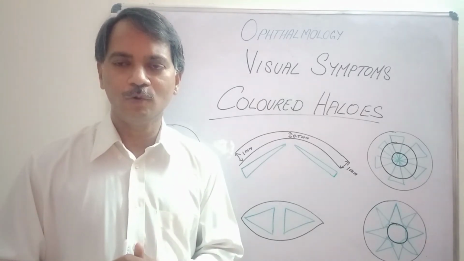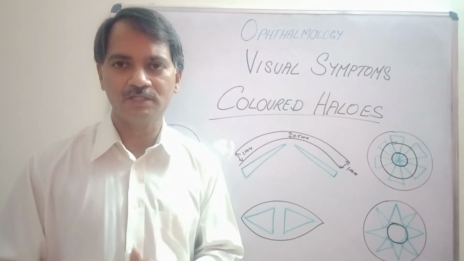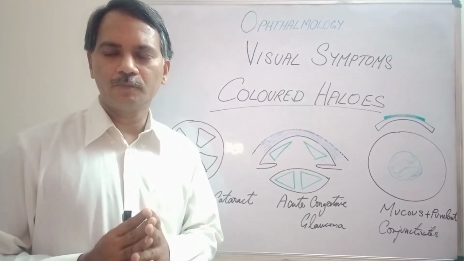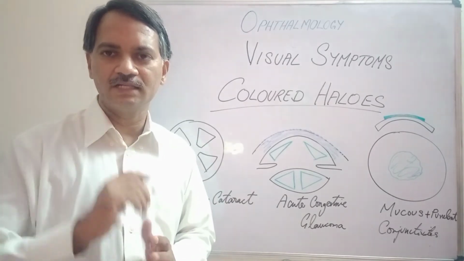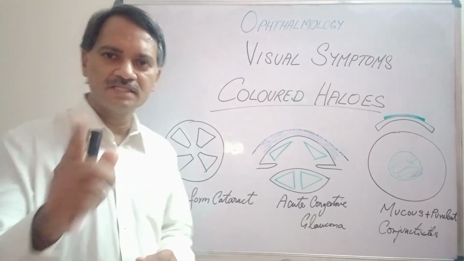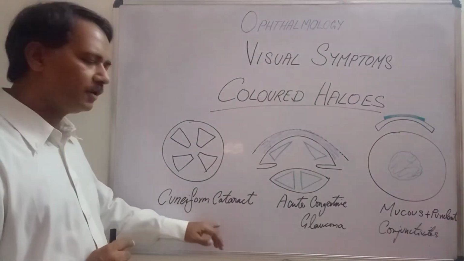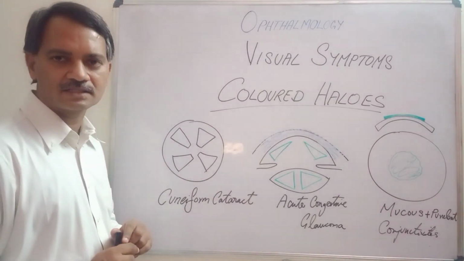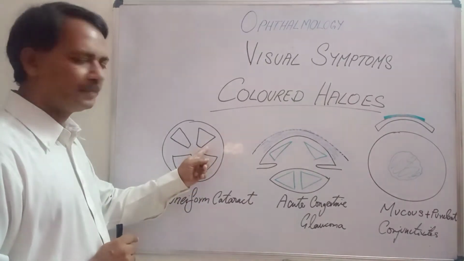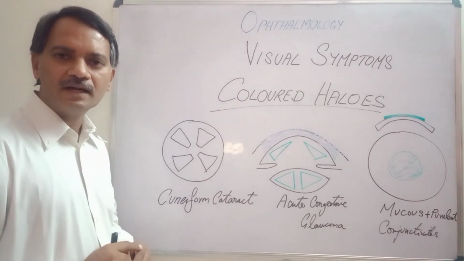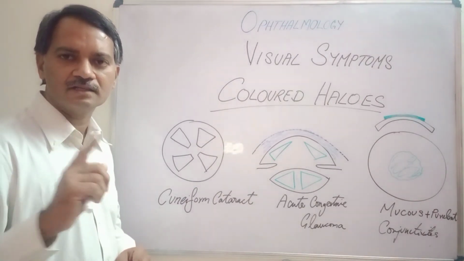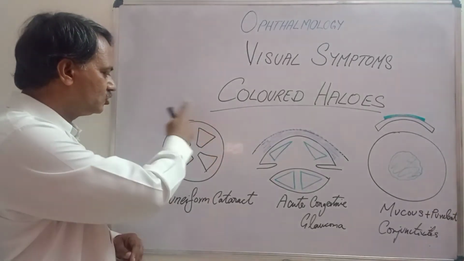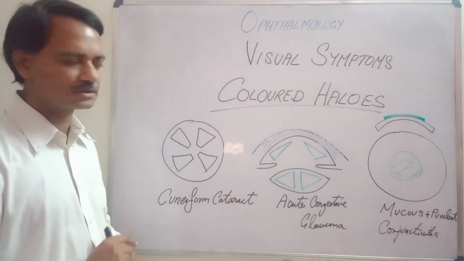Now let us see what are the abnormal or pathological conditions where colored halos will be seen. Whenever we talk about colored halos, three pathological conditions come to our mind. One is the cuneiform cataract. In cuneiform cataract, there are multiple wedge-shaped opacities in the lens. Each one of these wedge-shaped opacities will act as a prism, dispersing the light rays into various colors. The dispersed rays by each of these opacities join together to form colored halos.